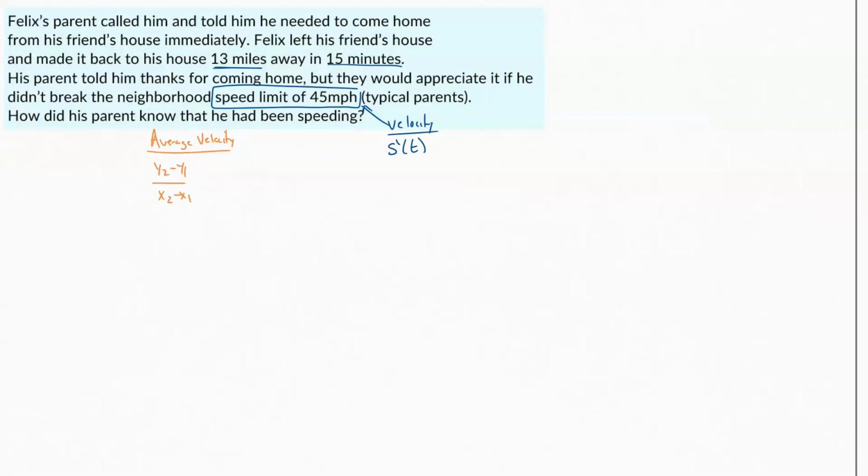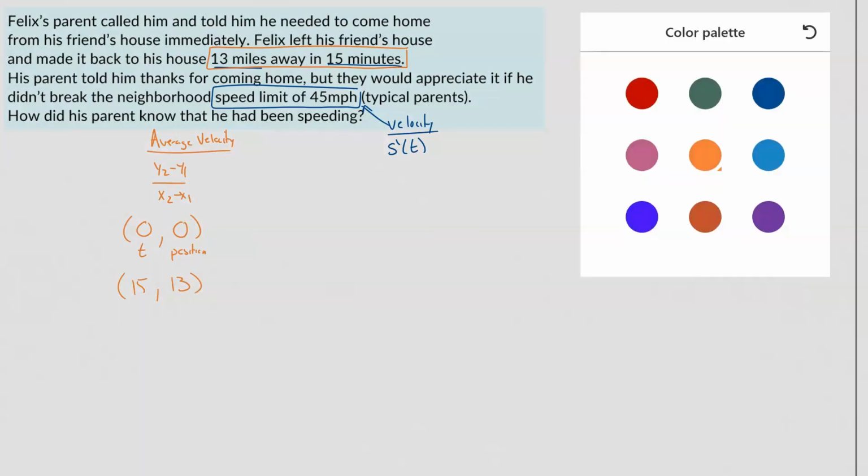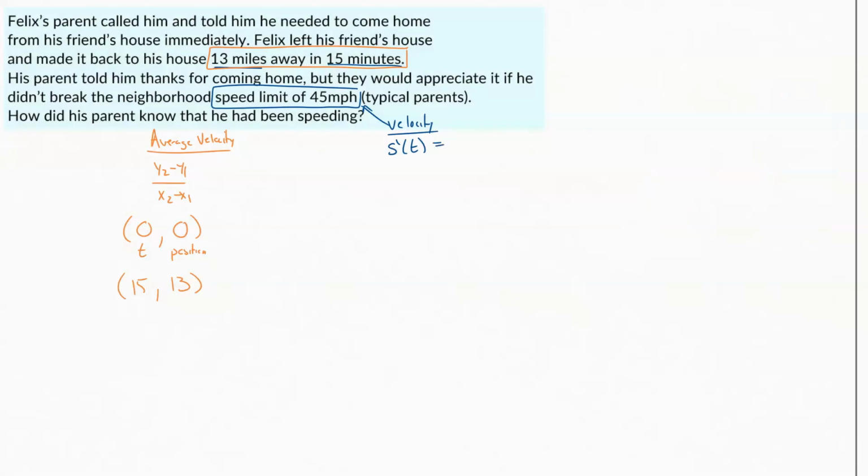Well, on these position problems, remind yourself that usually you're starting at time 0, and you haven't gone anywhere yet, so your position would be 0. So that's sort of an implied point that they usually give you in one of these problems. Then they give us a second point right here, where we're at 15 minutes, and in 15 minutes, we are a distance, a position, of 13 miles. And then, like we said when we started this, we were given 45 miles per hour for what our velocity is.